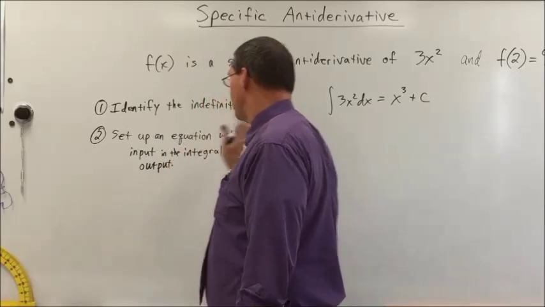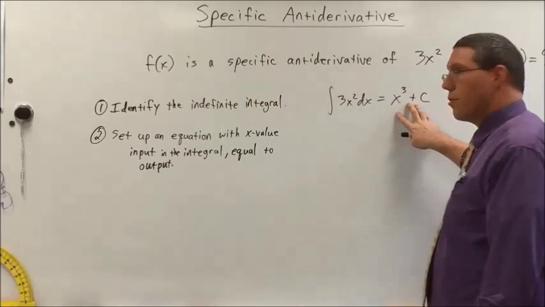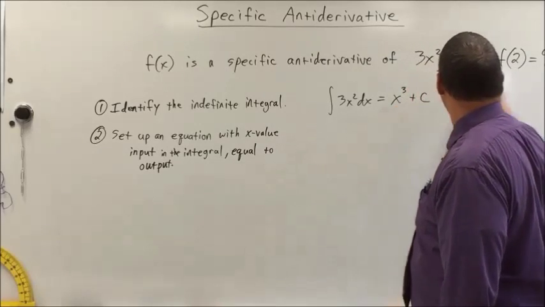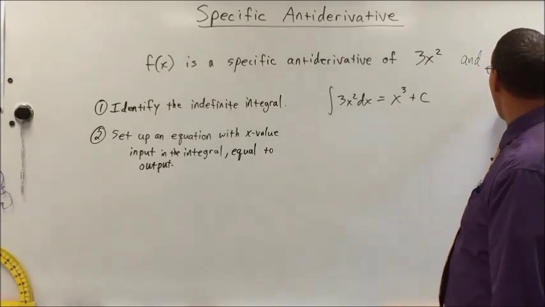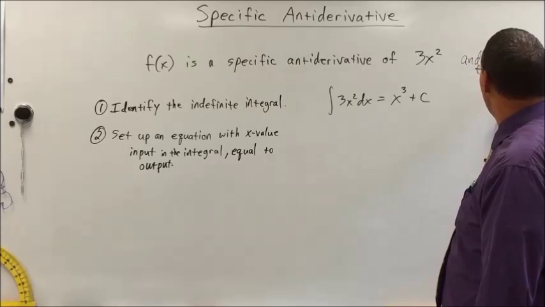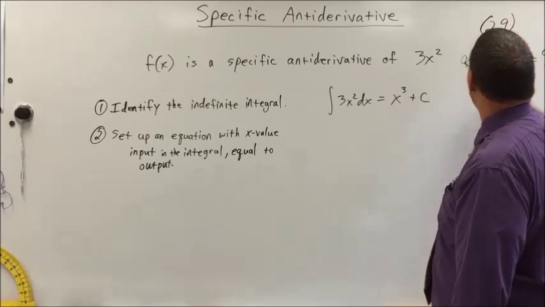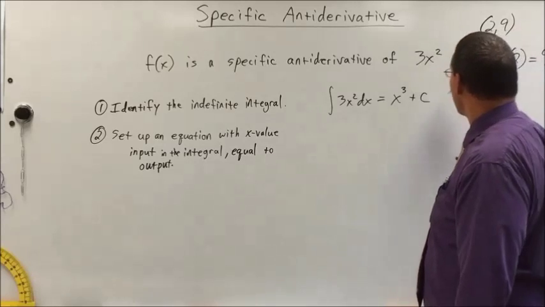That's a lot of words, but let me just show you the example. So I'm going to take this x cubed plus c, and in place of the x, I'm going to put the 2, because it says f of 2 equals 9. Okay? So f of 2 equals 9 means we have this coordinate 2 comma 9. So the x value is 2.